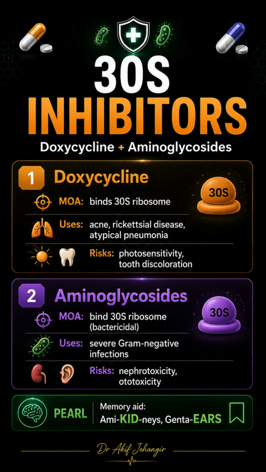Now let us talk about the 30S inhibitors, doxycycline and aminoglycosides. Doxycycline binds the 30S ribosome. It is useful in acne, rickettsial infections, and atypical pneumonia. Its major side effects are photosensitivity and tooth discoloration, so be careful in children and pregnancy. Aminoglycosides like gentamicin and amikacin are bactericidal 30S inhibitors and are used mainly for severe gram-negative infections. Their classic toxicities are nephrotoxicity and ototoxicity. A simple memory aid is amikacin eyes and genta ears.